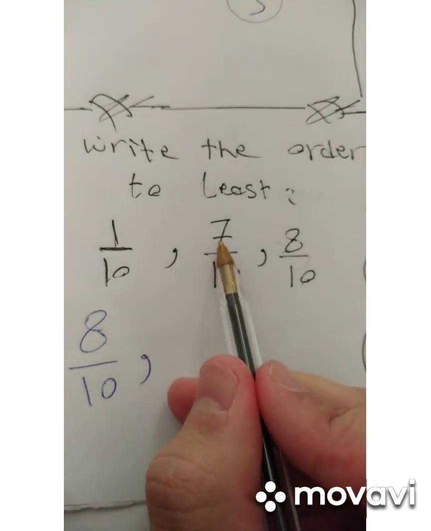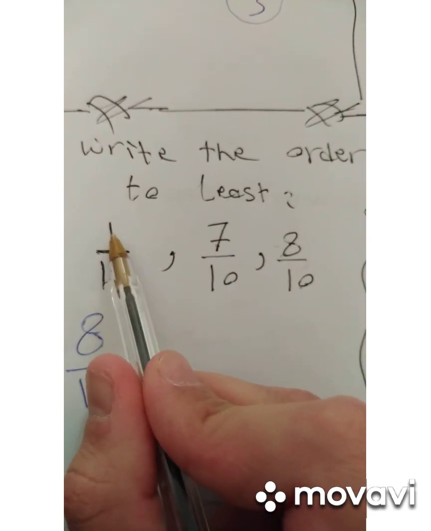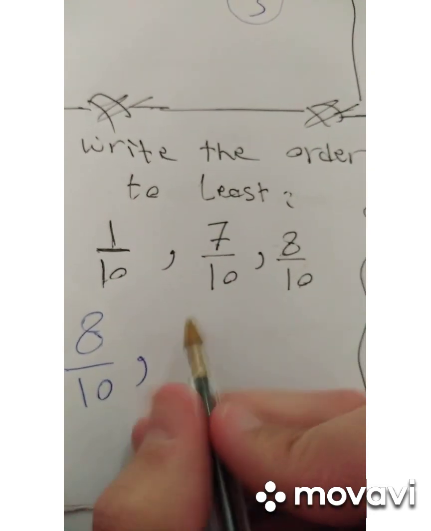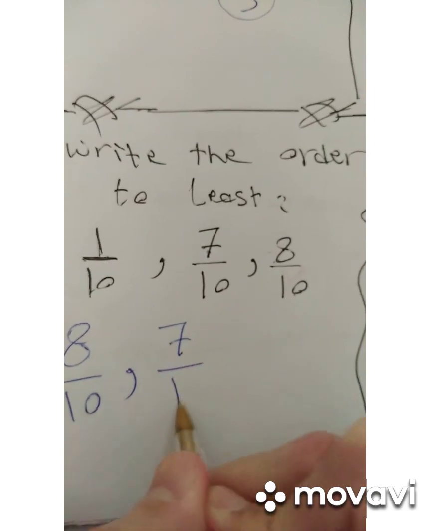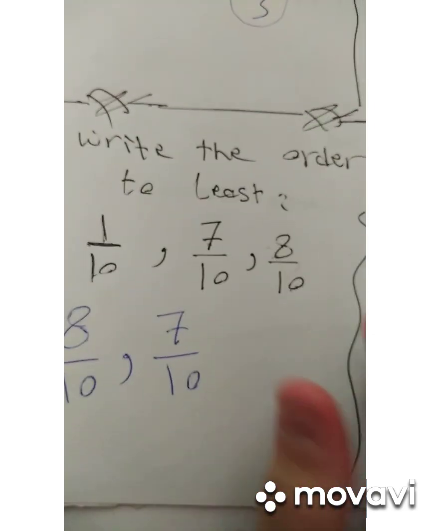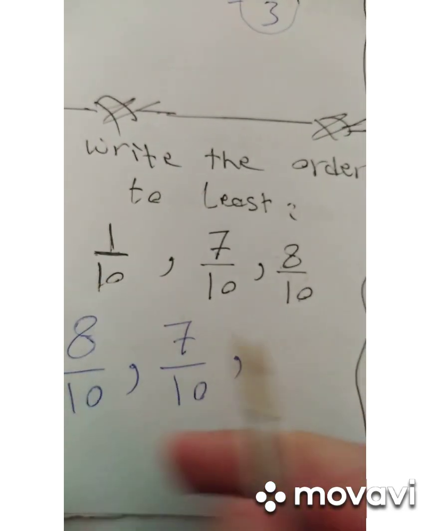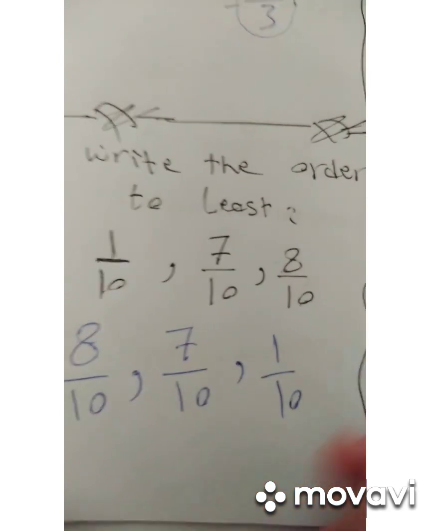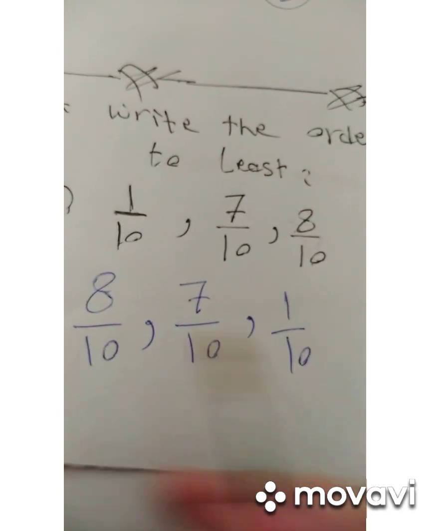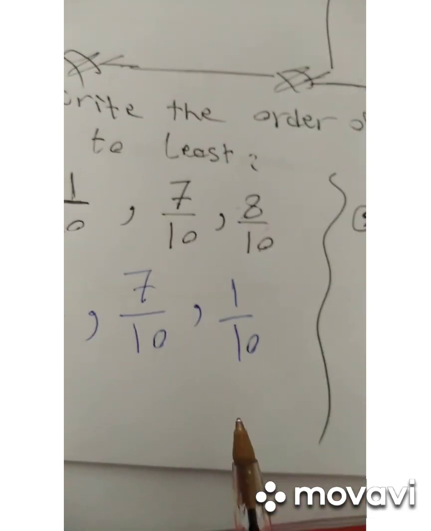Then what? Is 7 greater than 1 or is 1 greater than 7? No, 7 is greater than 1. Then we write 7/10. What else? Yes, 1/10. So we arranged them from the greatest to least. Okay?